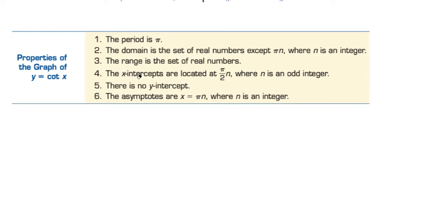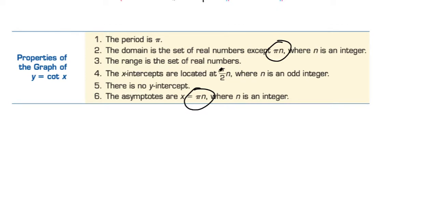The domain is the set of all real numbers, but now except pi times n, where n is an integer. So where the tangent was doing pi over 2 times an odd integer, this function, the cotangent, is doing pi times n, where n is an integer, for its places where it does not exist, or that's not a part of the domain, and that's going to be related to where the vertical asymptotes are, right? They're going to be the same places. The range is the set of all real numbers.